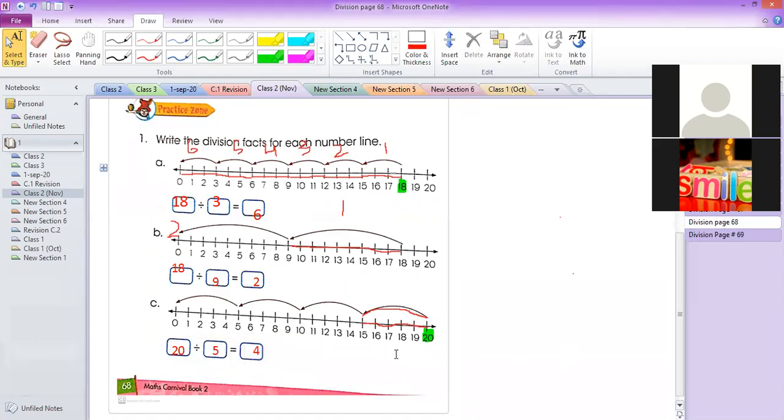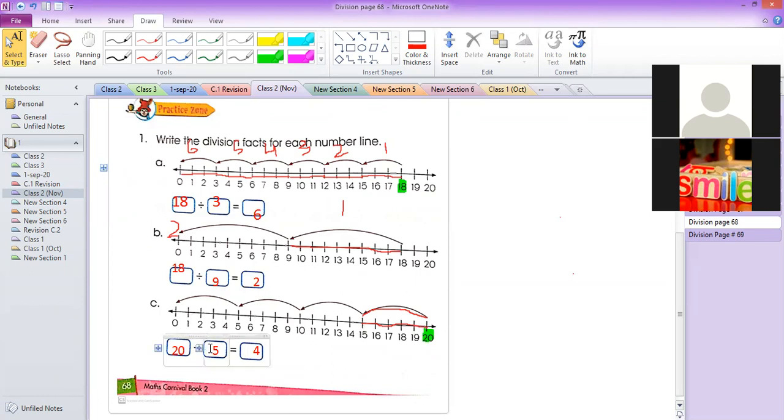I repeat again how you have to solve it. You have to check the number line first. From which number you are going back, that number is the dividend, that number is being divided. So you have to write that number first. So from here, you are going back from 20. So you write 20 here.